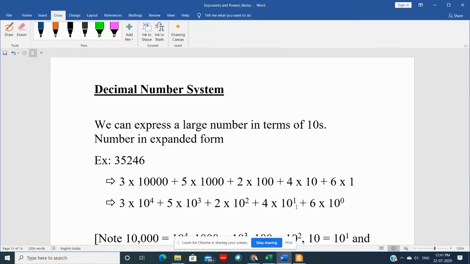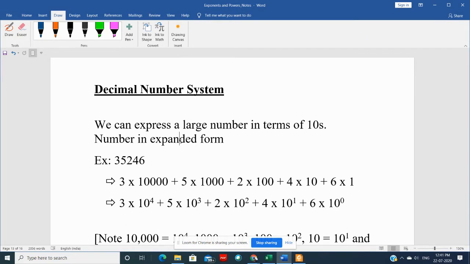Hello everyone. So let's start discussing our chapter Exponents and Powers, and in this video we will be discussing the decimal number system. Alright, so let's begin. See, this decimal number system is basically writing a number in expanded form. This is what this concept of decimal number system is all about.